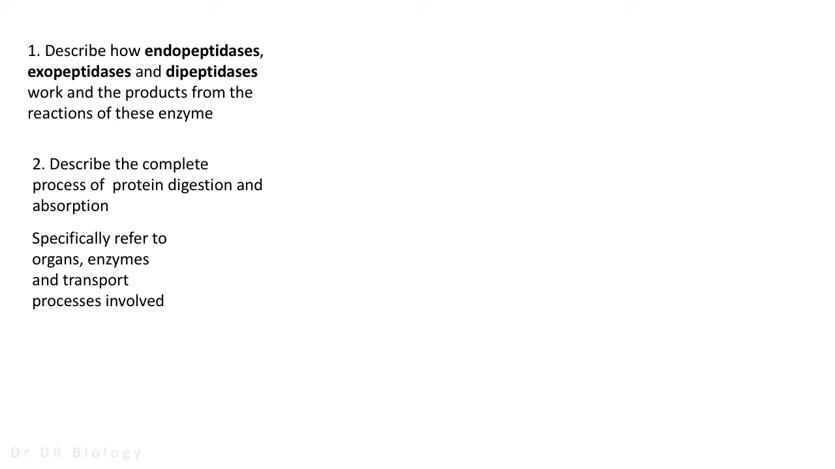Okay, so this is a revision video on digestion and absorption of proteins. So there are two revision tasks. The first one is to describe endo, exo and dipeptidases, how they work and their product. And then secondly, you should be able to describe protein digestion and absorption, and you should be referring to specific organs, enzymes and transport processes involved. So pause and test yourself on those, and then we'll go through answers.